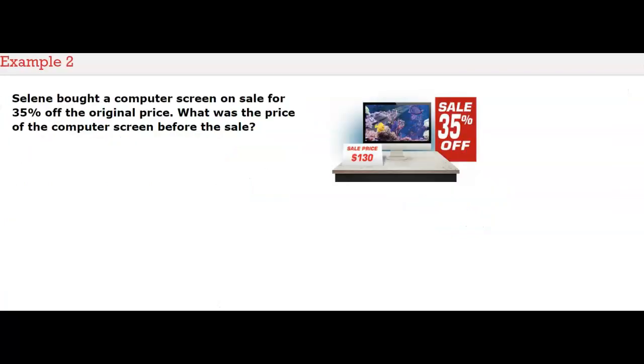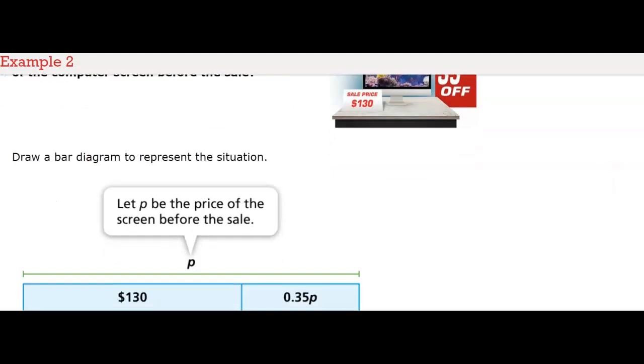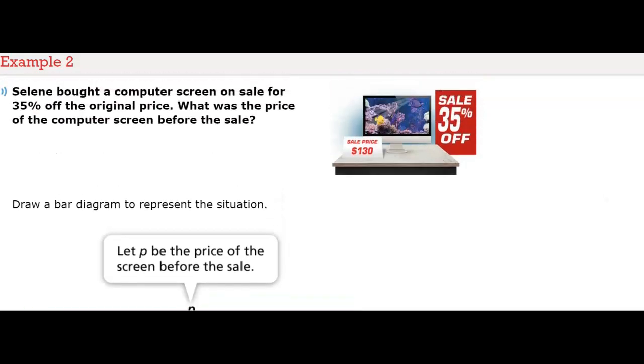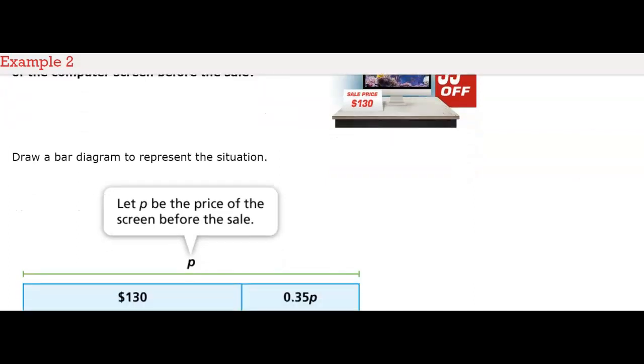Celine bought a computer screen on sale for 35% off the original price. What was the price of the computer screen before the sale? Draw a bar diagram to represent the situation. So here's the bar diagram. It says let P be the price of the screen before the sale. So before the sale, the total bar would represent the price of that TV or screen. And then after the sale, the computer screen was on sale for 35% off.